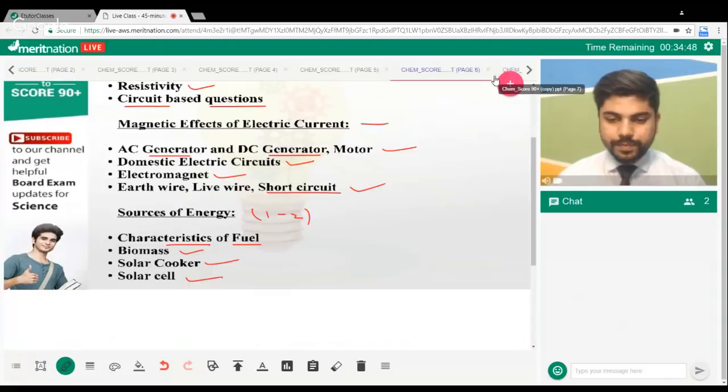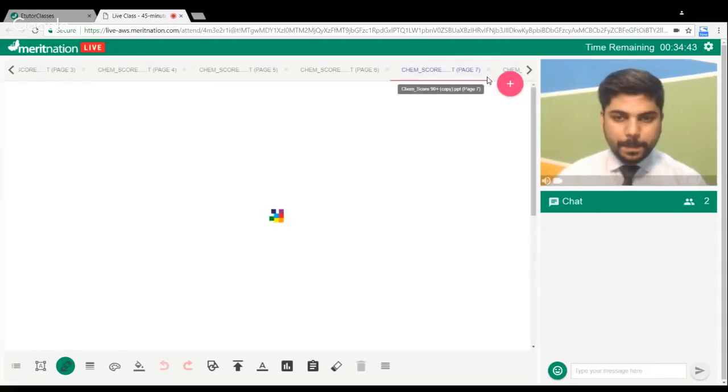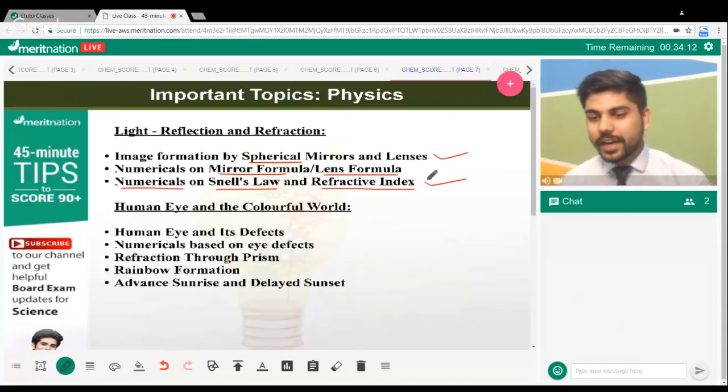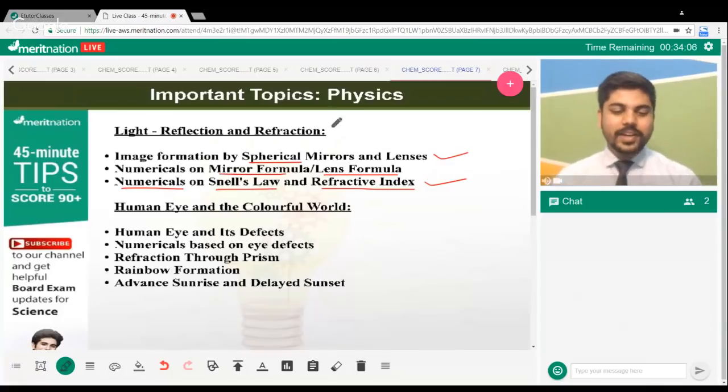Now, if I talk about the chapter light, reflection and refraction, image formation by spherical mirrors and lenses, this topic is actually very important. Okay. And numericals on the mirror formula and the lens formula are again very important. Numericals on Snell's law, sorry, and refractive index are again very important. Okay. Yes, you surely can get 100 out of 100, but at least focus on the session. Then only you will be able to get that. Okay. So this was all about the light, reflection and refraction chapter.